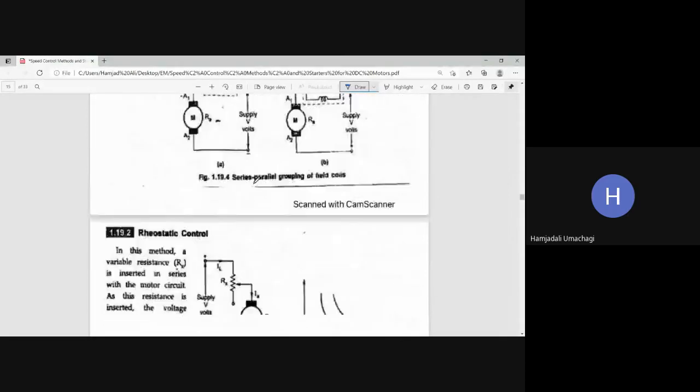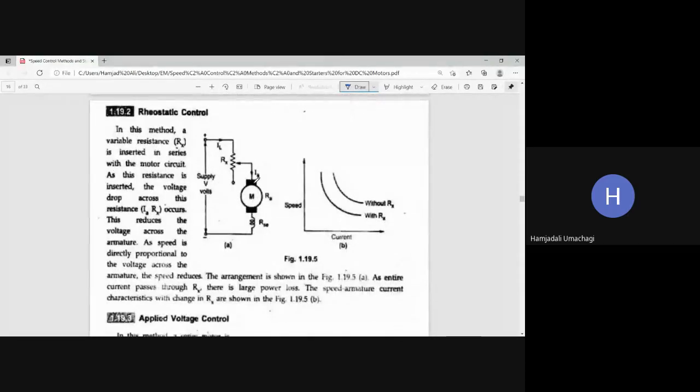Now let us see the next part. The next part is what? Armature voltage control method. Armature voltage control method means what? The other name for that is the rheostatic control. So armature voltage, how will it be controlled?